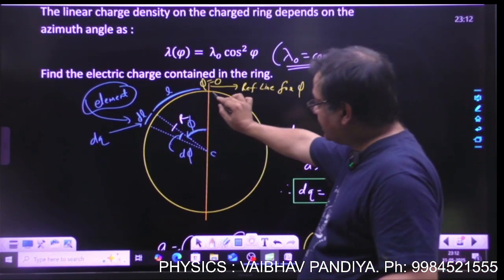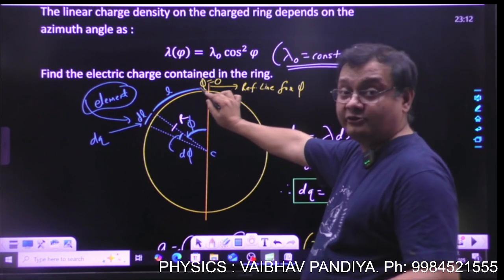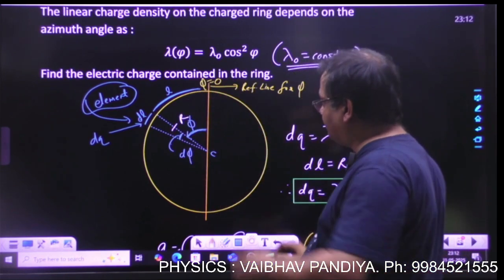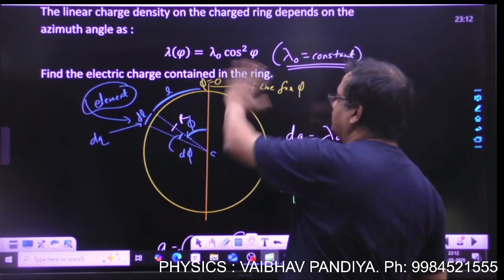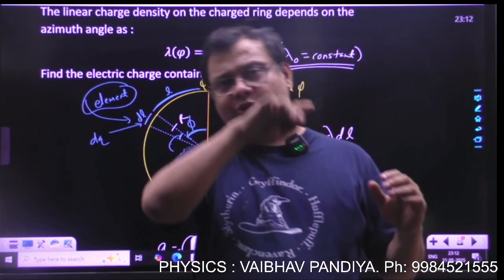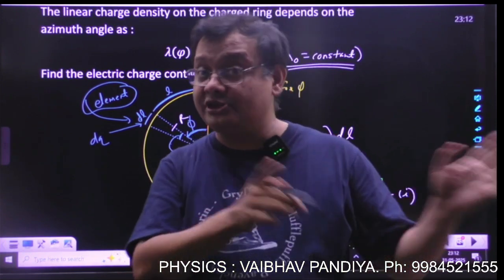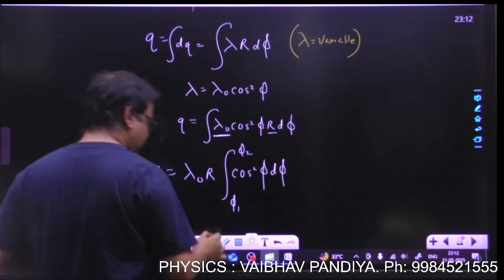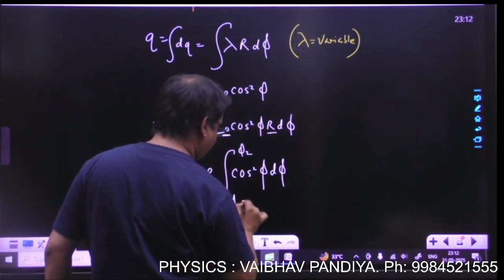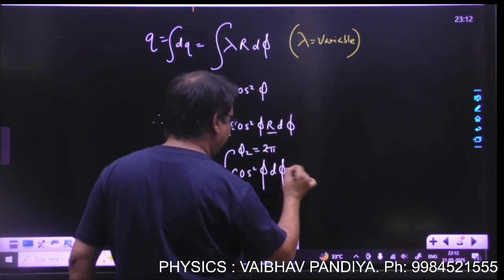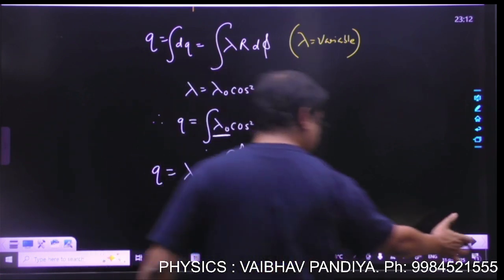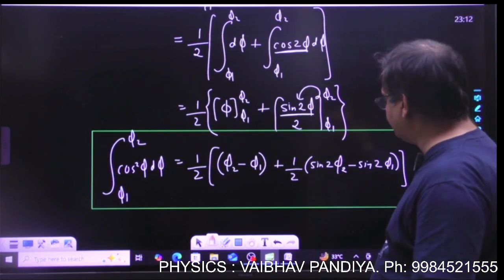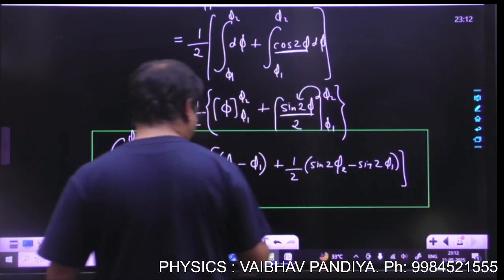Correct? So you will be starting from this point, and this point is phi is equal to 0, correct? And you will go for the whole of the ring, completing the whole circumference and coming back to this point. So already I have told you, for the complete ring the azimuth angle runs from 0 to 2 pi. So the limit of azimuth will be 0 to 2 pi, and this integral I already did, correct? I told you this is half of phi 2 minus phi 1 plus half of sine twice phi 2 minus sine twice phi 1, okay?